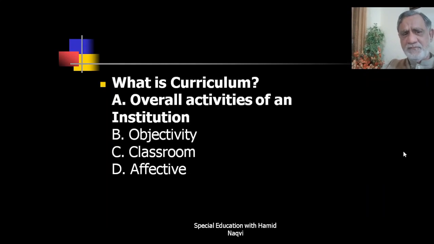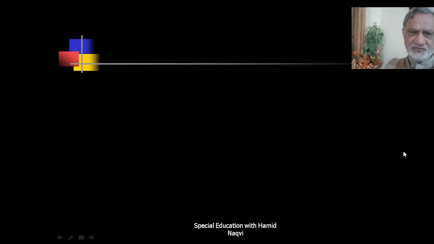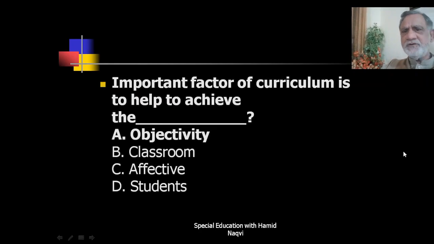What is curriculum? Overall activities in an institution, objectivity, classroom, or effective. The first one, the curriculum is overall activities of an institution. An important factor of curriculum is to help to achieve the objectivity, classroom, effective or student. The first one, that is objectivity, is correct.